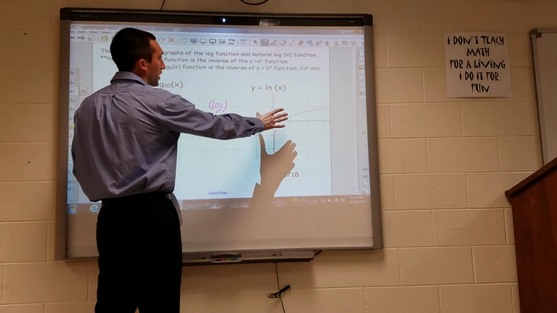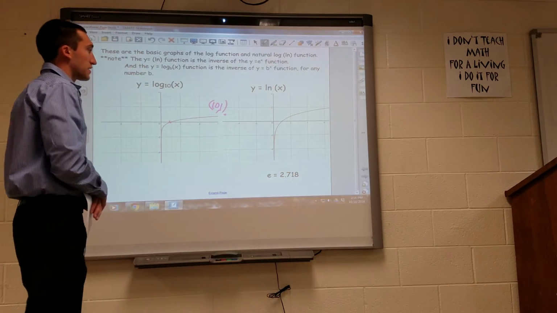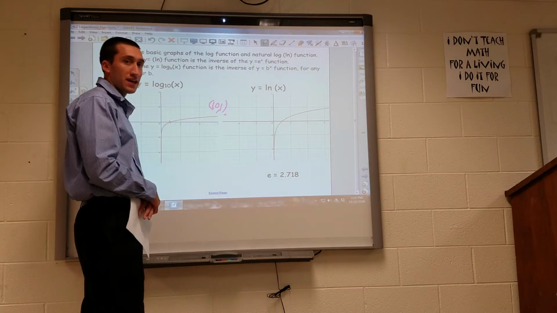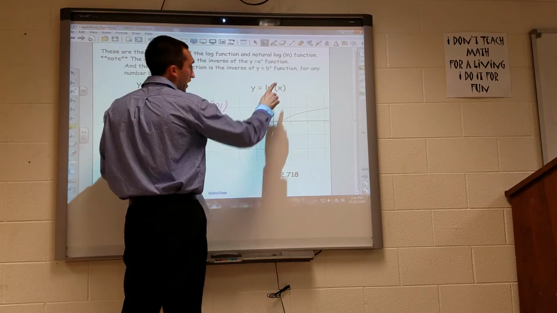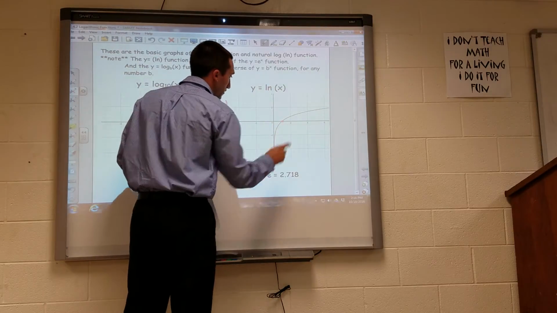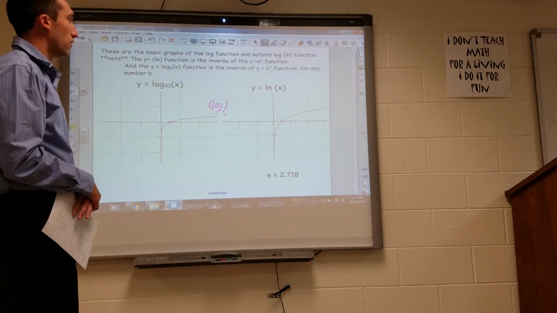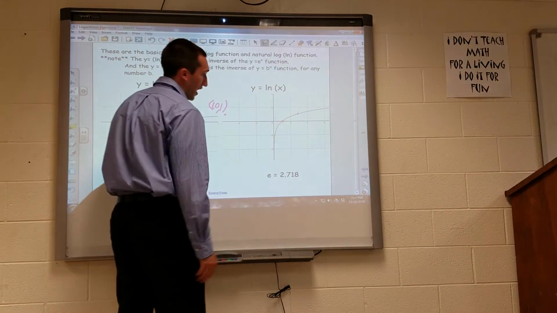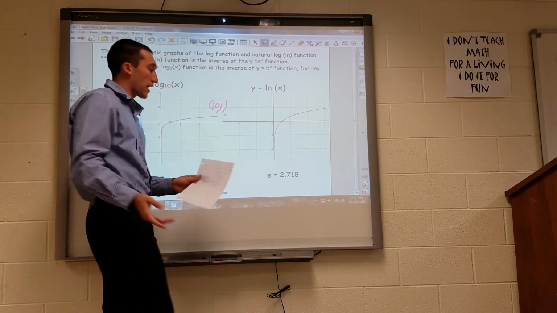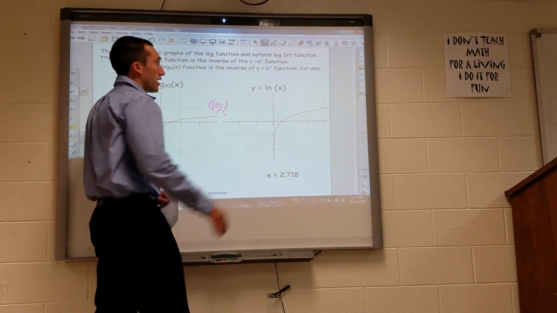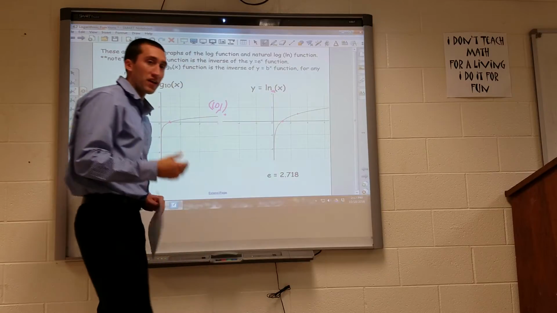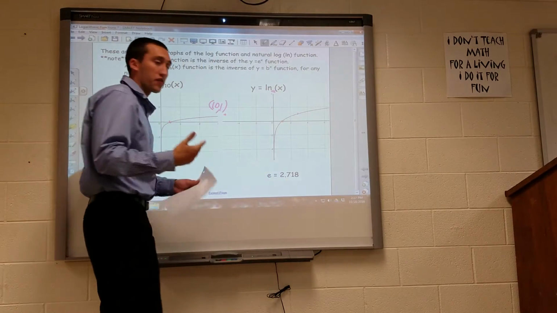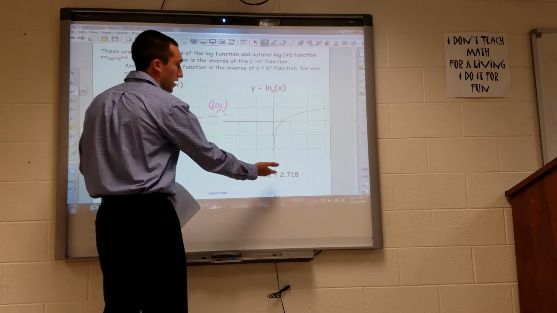Okay, and then I've also included the ln of x. ln of x, like I said before, is just the inverse function of e to the x. So ln of x also goes through the point (1, 0). And you can see when y equals 1 that it crosses at 2.718, which is what e is equal to. So ln is really base e.